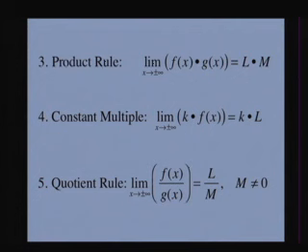of f of x. The quotient rule says that the limit as x goes to plus or minus infinity of f of x divided by g of x is simply equal to the quotient of their limits, provided, of course, that M does not equal 0.